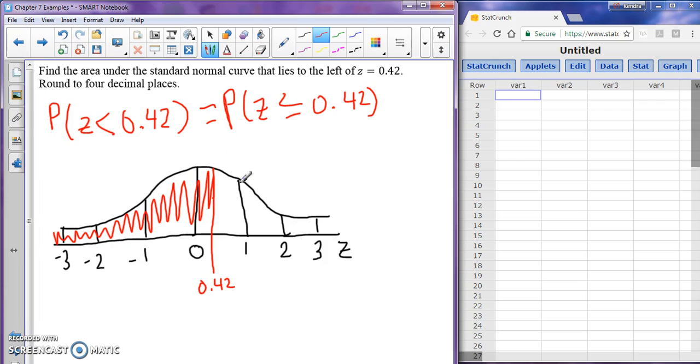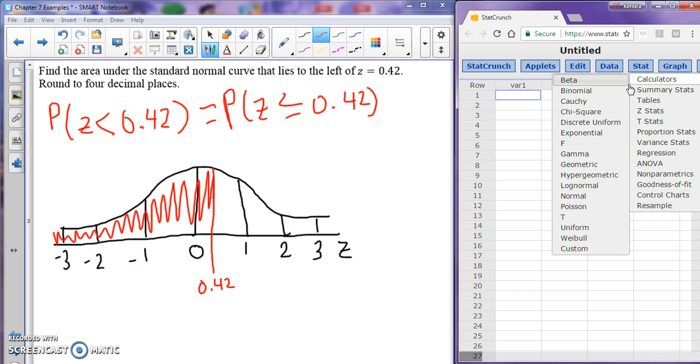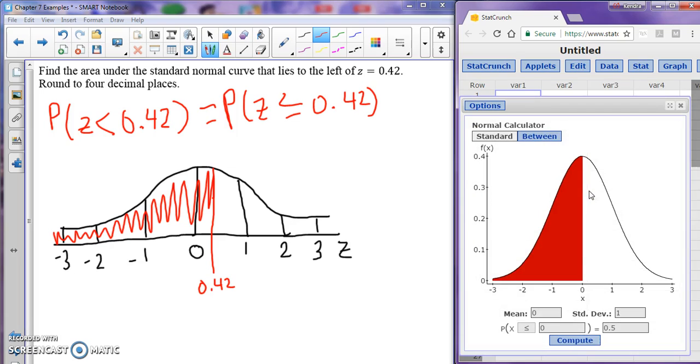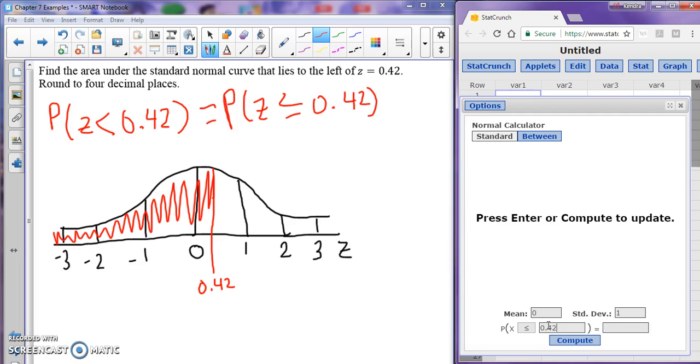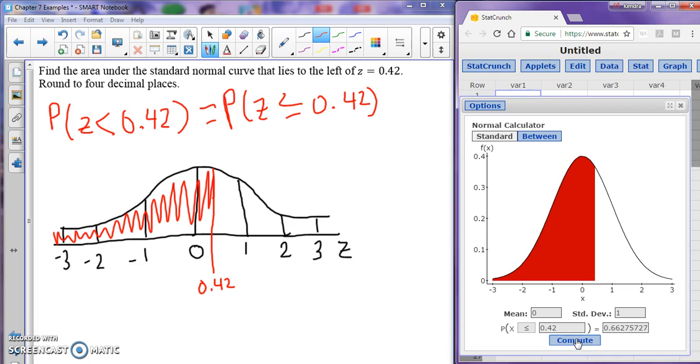So working with the standard normal curve, we can use the normal calculator. We're going to go to Stat, Calculators, and then Normal. We're going to put in our mean. Remember with z-scores, our mean is 0 and standard deviation is 1. You'll notice that's the default. When you hit the drop-down menu, there are only two options, less than or equal to or greater than or equal to. So even though we're looking at less than, we're using less than or equal to. Then we're going to put in our value of 0.42 and hit compute.